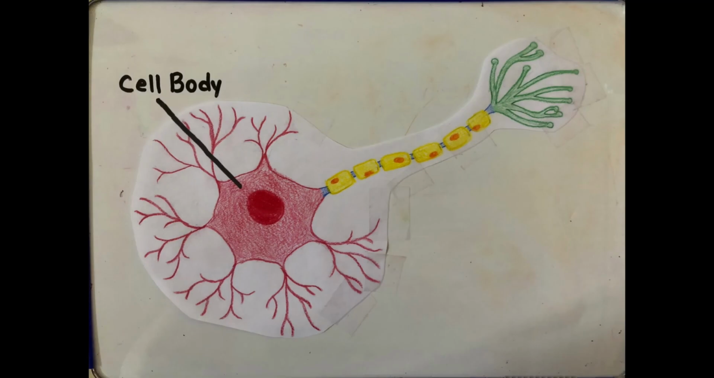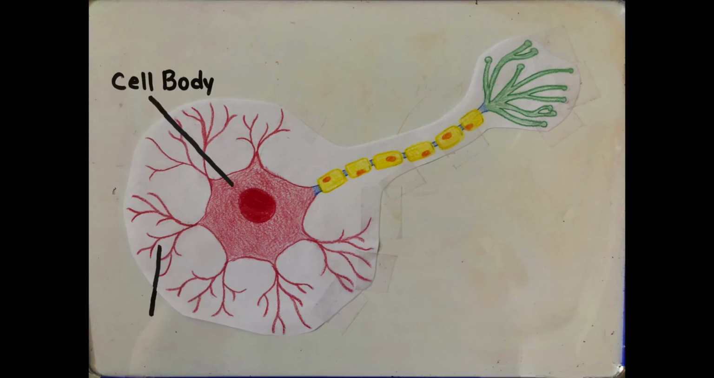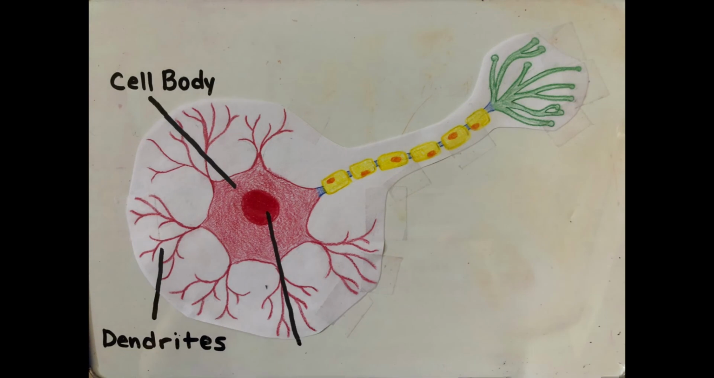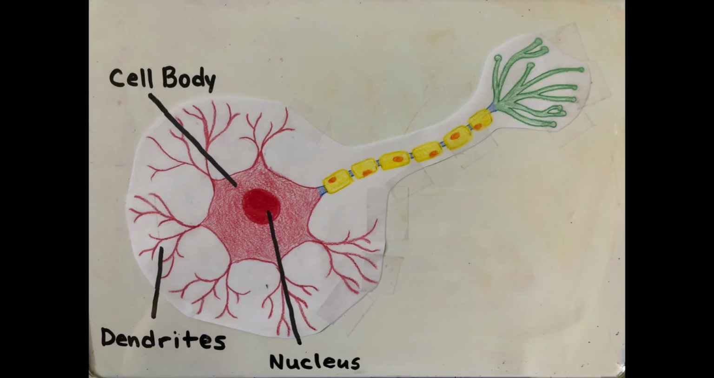First, we have the cell body in red. This is the largest structure of the neuron. Coming off of the cell body are the dendrites, which receive incoming signals from other cells. Inside the cell body is the nucleus. As with every other nucleated cell, this acts as the control center for the neuron.